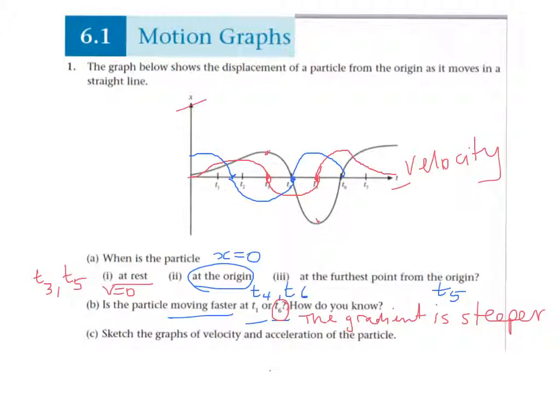And then the next section of the graph, you can see going from here to down here, the gradient is negative and it's getting less negative and approaching 0, the gradient of that graph. So our acceleration is going to be negative and then it'll approach 0. So the blue graph is the sketch of the graph of the acceleration of the particle.